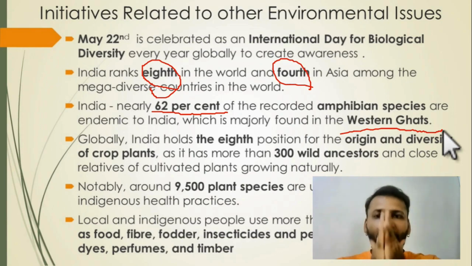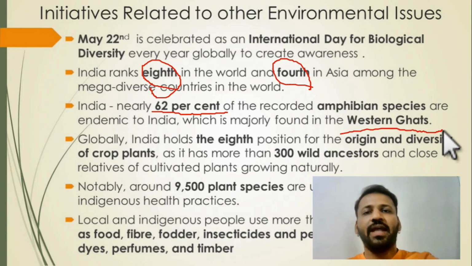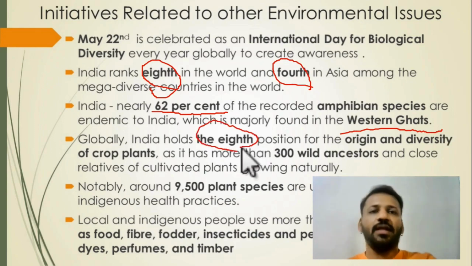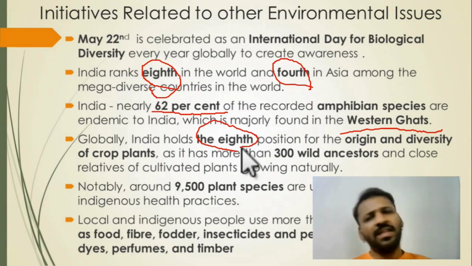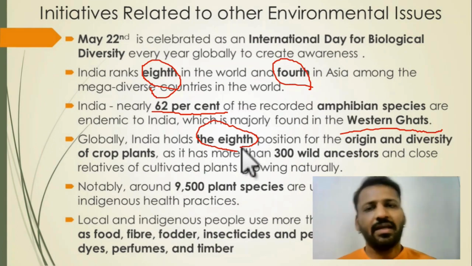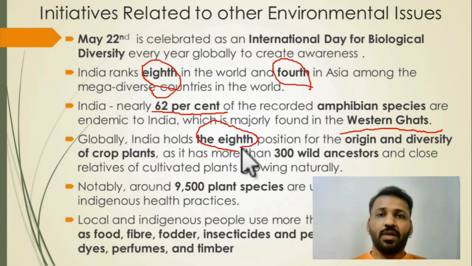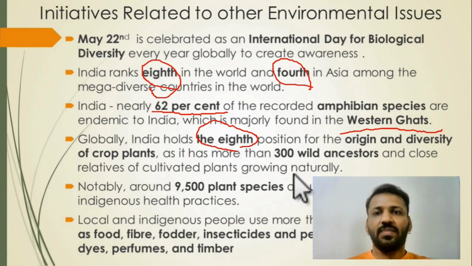Again, if you see in terms of crop plants, we rank 8th. India ranks 8th in terms of origin of crop plants. Many crop plants like cotton and rice originated in India. So we can see we have 300 wild ancestors and close relatives of many cultivated plants growing naturally. Wheat is there, rice is there, so many millets are there. We have 300 wild ancestors of these plants.